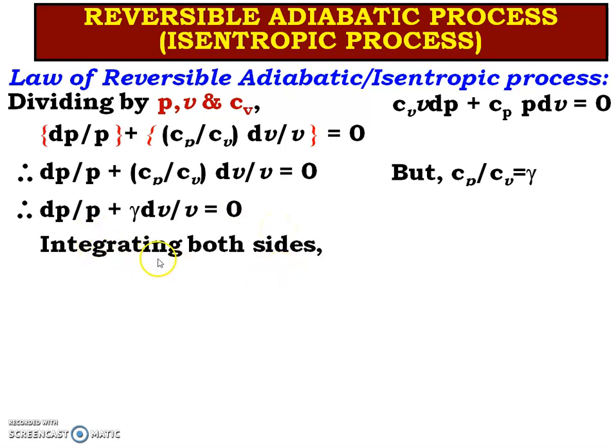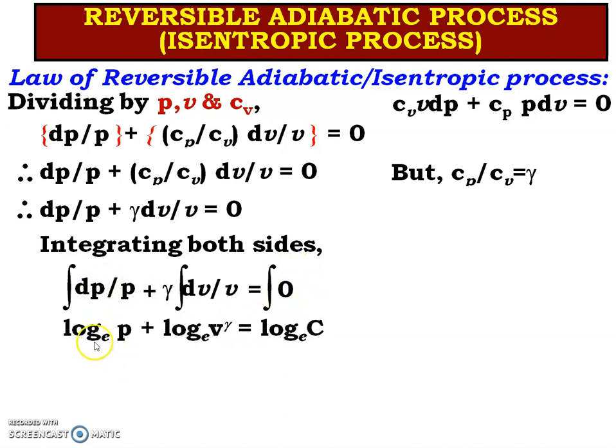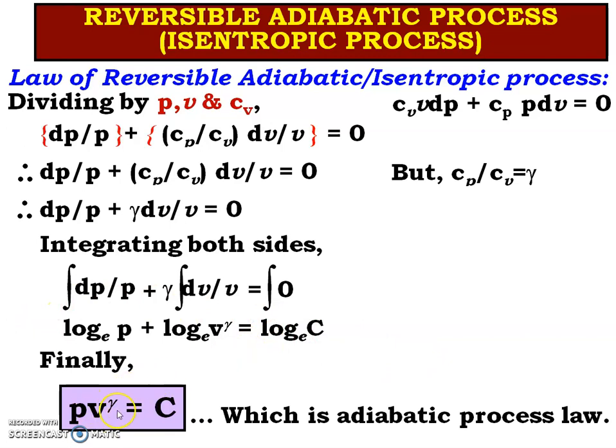Now integrating the above equation on both sides. So it will be like this: integration dP by P plus gamma integration dV by V is equal to integration of 0, that is the integration constant. So what is the integration of 1 upon P? ln P. Plus what is the integration of 1 upon V? ln V, and gamma is outside, so it will be on the power. So ln V raised to gamma is equal to ln constant. Again simplifying, we are going to get PV raised to gamma is equal to constant, and it is known as the adiabatic process law.